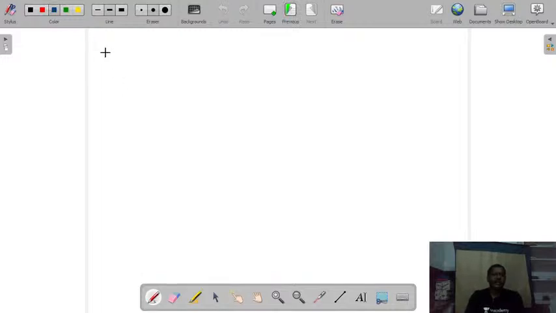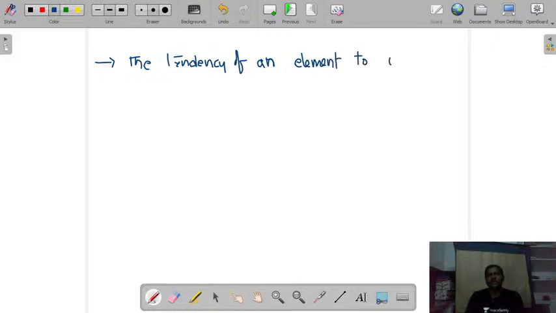What is the significance of this electrode potential? It represents the tendency of an element to undergo oxidation or reduction.